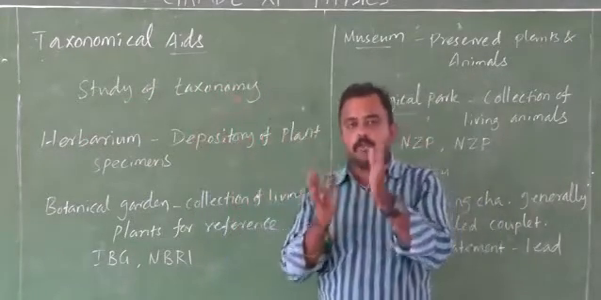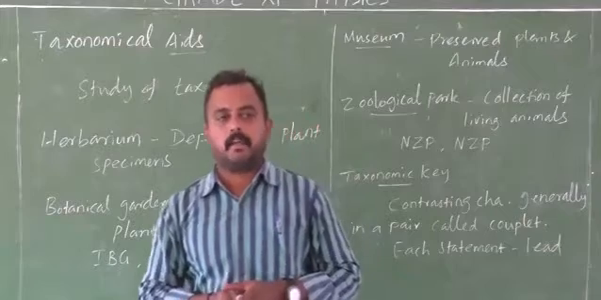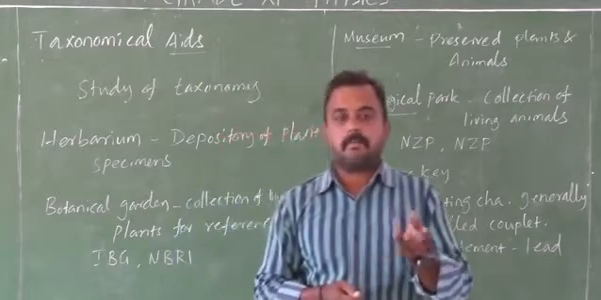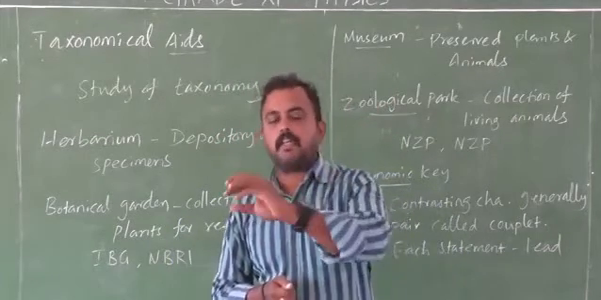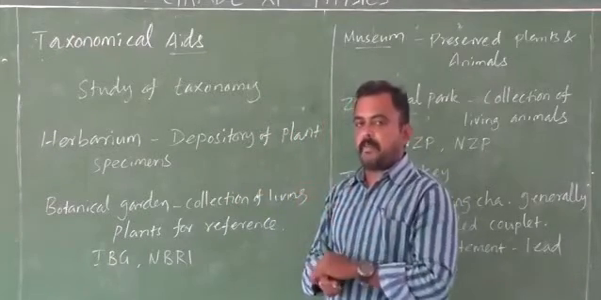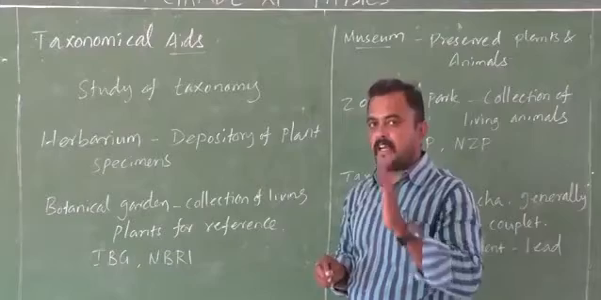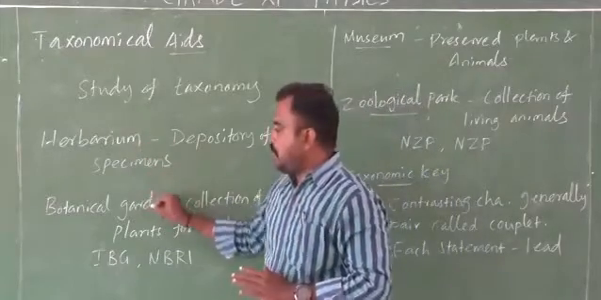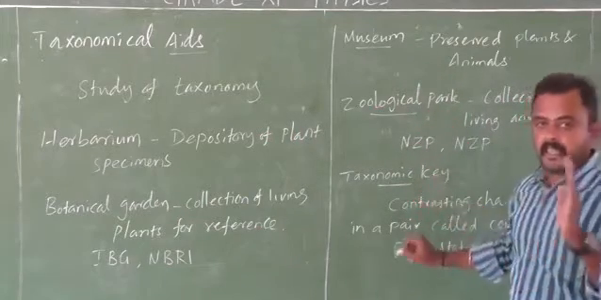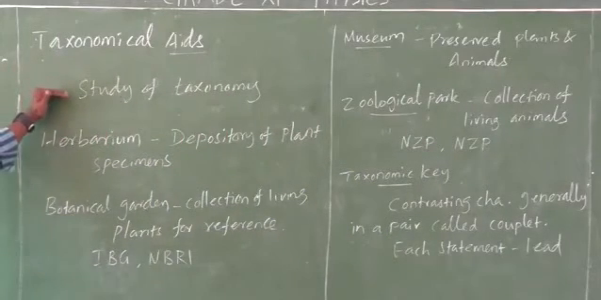I think if you want to study biology or physics or chemistry, whatever it may be, we need some aids. Example, book or chart or any PPT. So we need some aids to study about something. Likewise, we need to study about taxonomy. That means we need some aids. So what are the aids used to study about taxonomy? That means herbarium, botanical garden, museum, zoological park, taxonomy key. These are all the aids which are used to study about taxonomy.